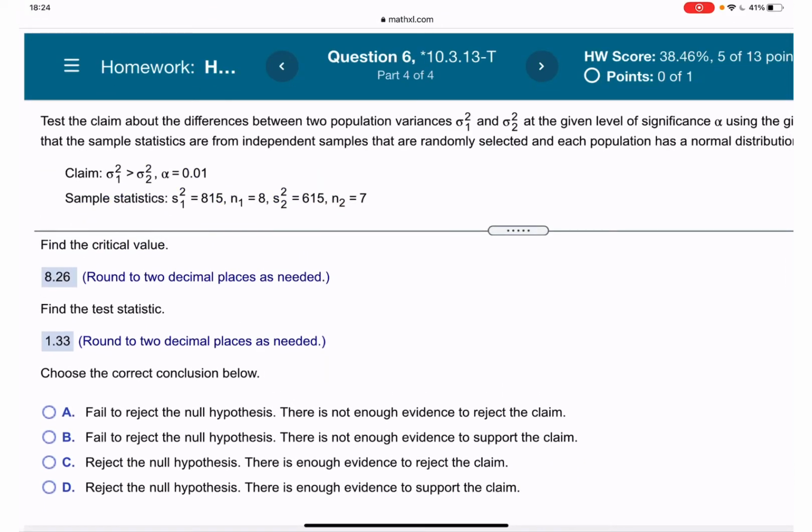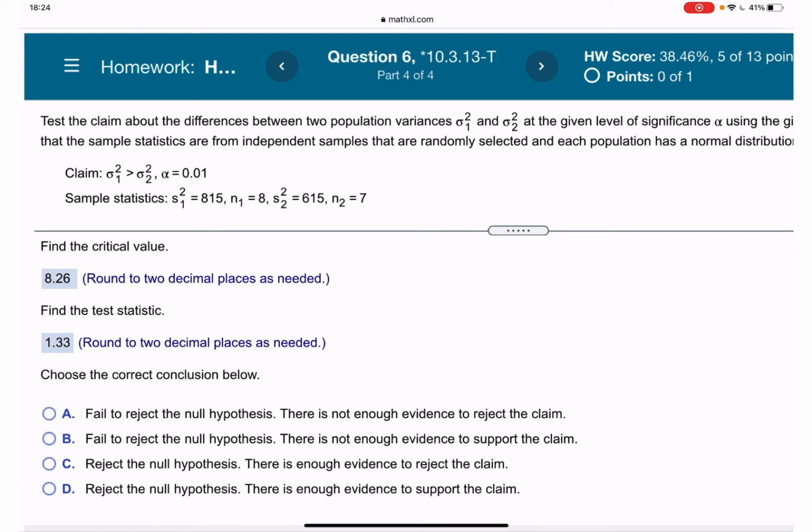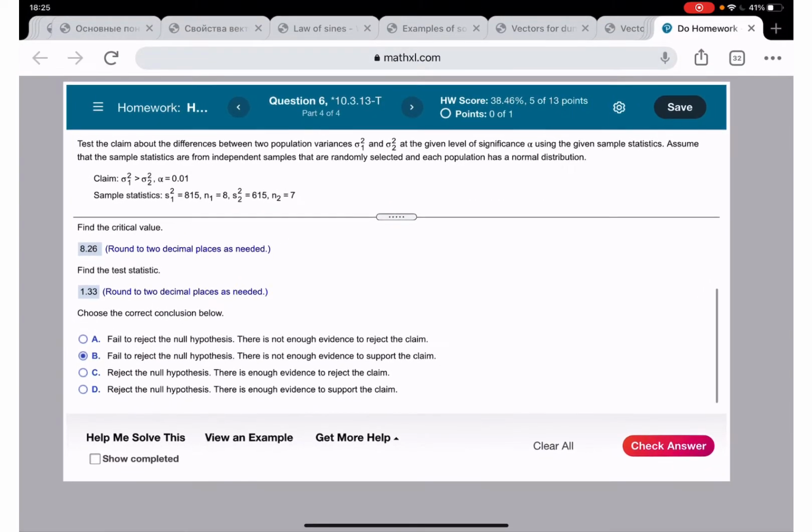We have two cases, fail to reject, A or B, which means our claim is alternative, so we need to draw a decision about the alternative. If we fail to reject the null hypothesis, then we draw a decision about the alternative, right? So that means we reject the alternative, and there is not enough evidence to support the claim. Fail to reject the null hypothesis and there is not enough evidence to support the claim.